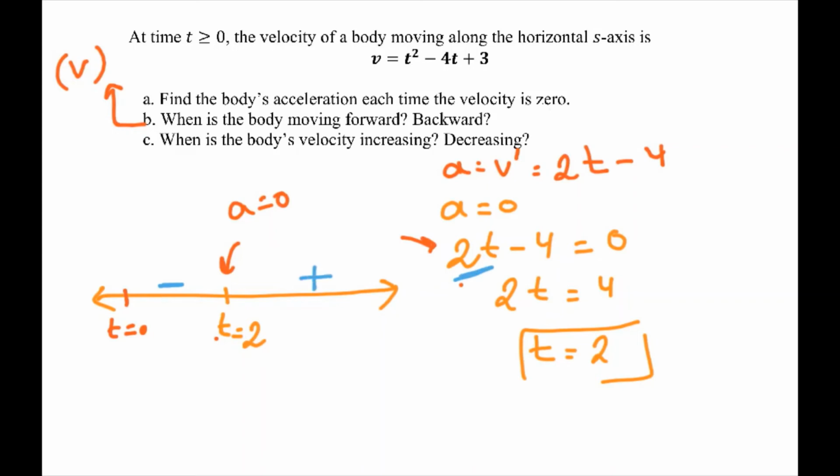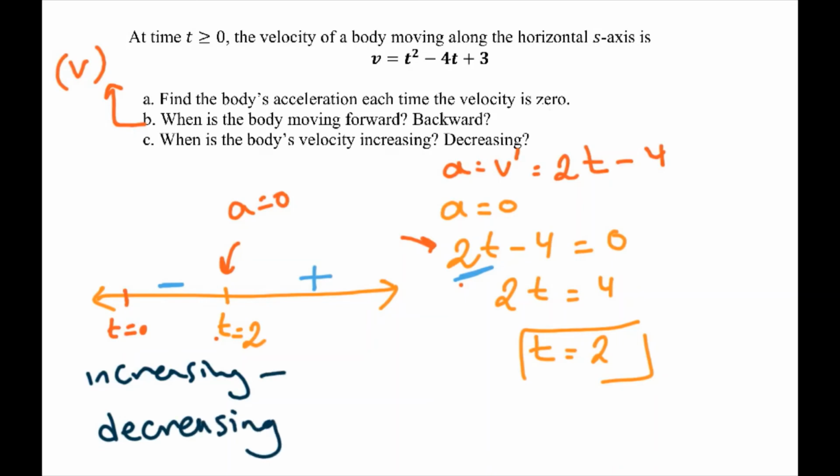Now, the negative sign represents decreasing of the velocity, and the positive sign represents increasing. So, velocity increasing, and velocity decreasing. Increasing when a is greater than 0, decreasing when a is less than 0.